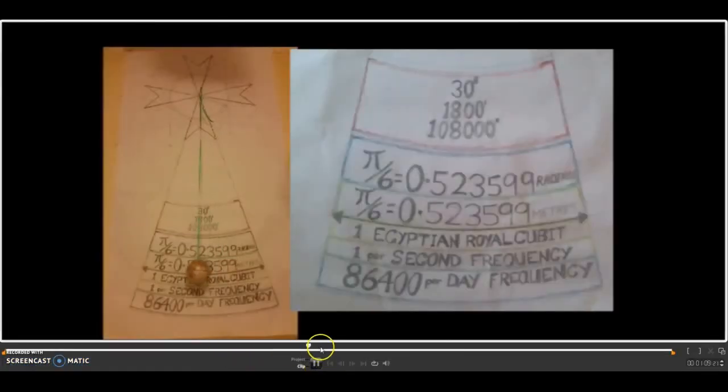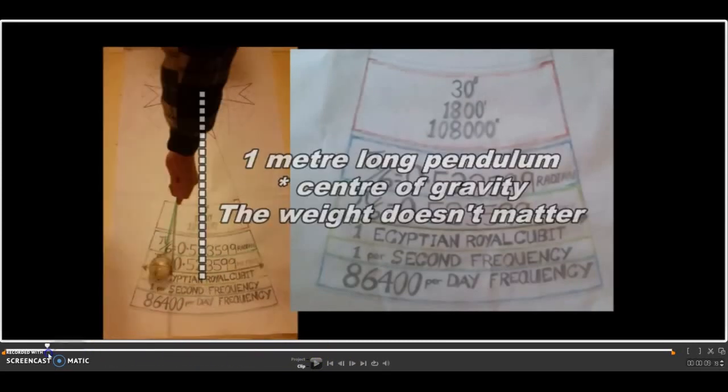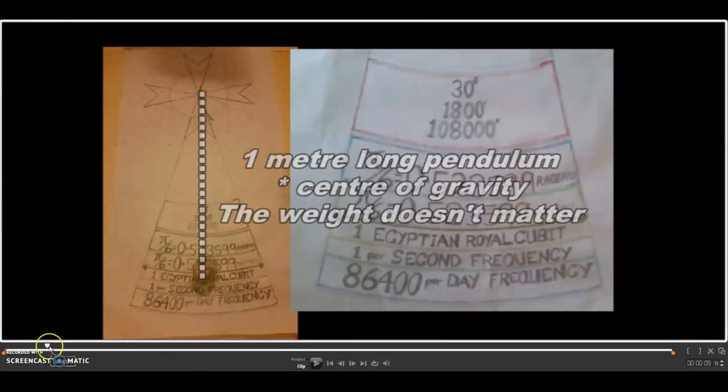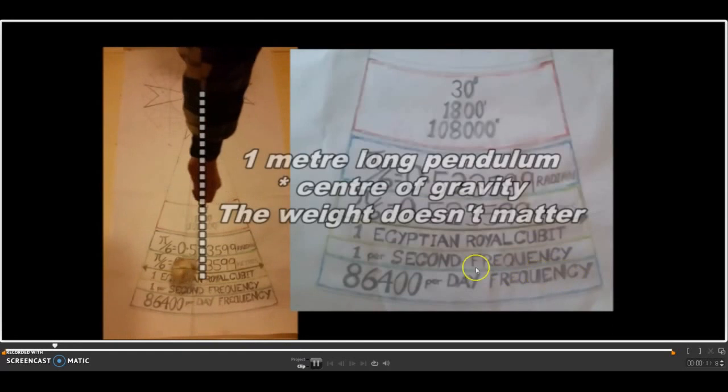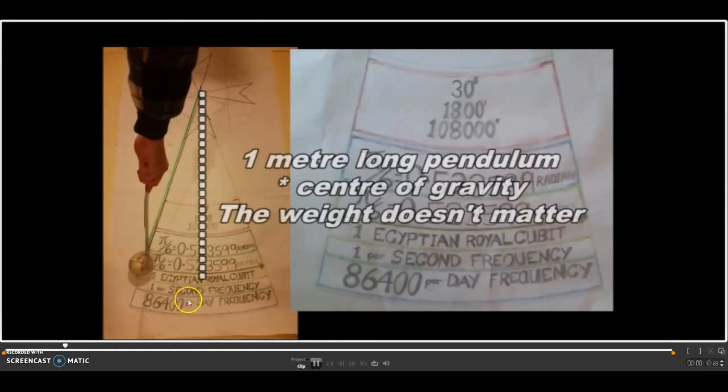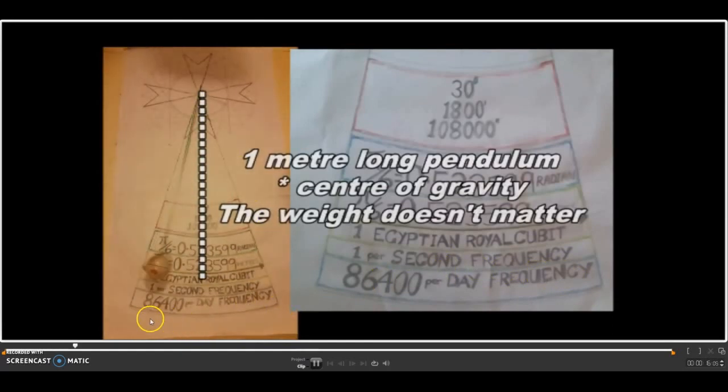So, as we've seen, the Royal Egyptian Cubit, as defined by the Great Pyramid, like the New Kingdom Cubit was different, but has been generally accepted. 440 Royal Egyptian Cubits, pi over 6 meters, within less than the width of a hair, and that defines it: we have the second and the Egyptian Royal Cubit coming together, 86,400 seconds per day.